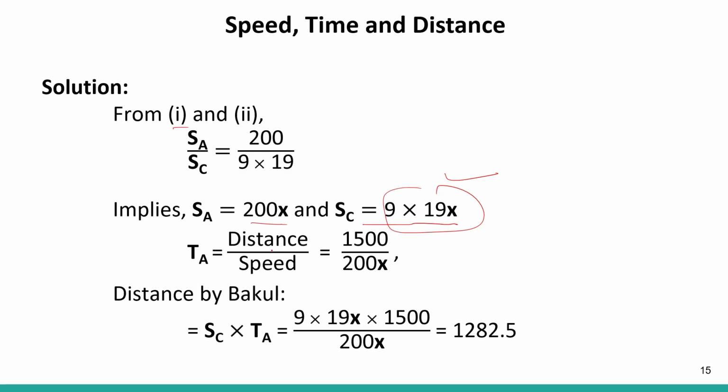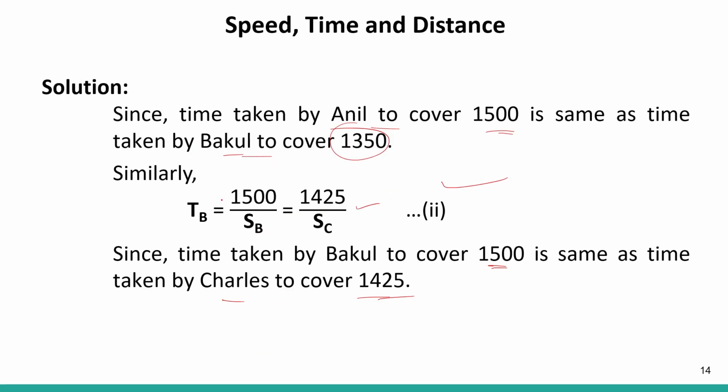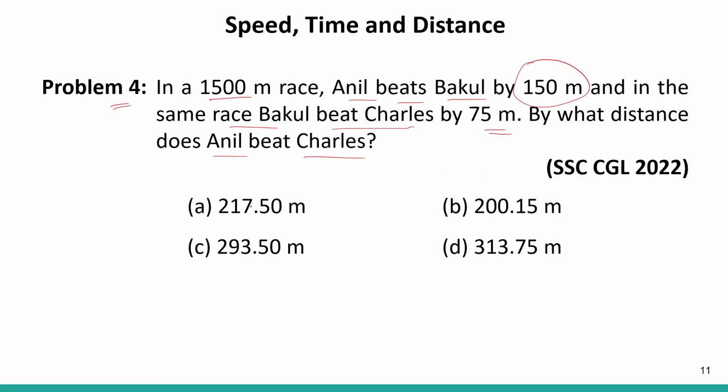Okay. So TA is equal to distance by speed is equal to 1500 by 200x. So distance covered by Charles is equal to what? SC into TA. So 9 into 19x into 1500 by 200x is equal to what? 1282.5. So the distance between Anil and Charles is equal to 1500 minus 1282.5. So it will result in what? 217.5. So the resulting answer is 217.5. So among these four options, only option A is the correct one, that is 217.5. Okay, so option B, option D, and option C are all wrong answers. So this question has been asked in SSC CGL 2022 paper.